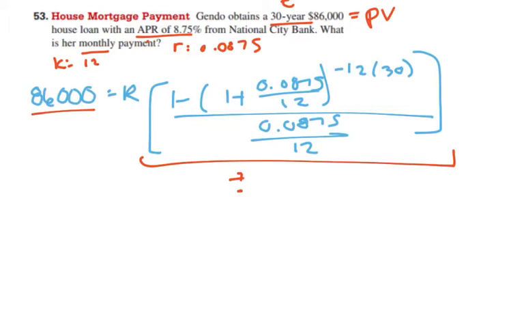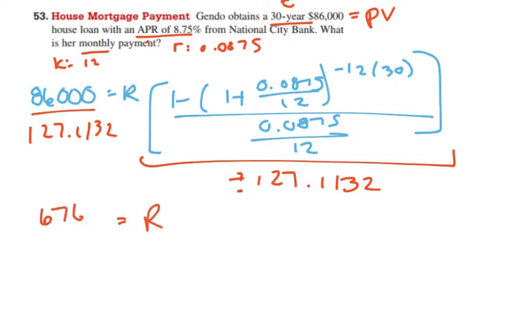So, innermost parentheses is 1 plus 0.0875 divided by 12. To that, we'll bring it to the power of negative 12 times 30. Then we'll take 1 minus that and divide it by our fraction of 0.0875 and 12. So we get 127.11. And so that value is going to divide into 86,000. And so we get a monthly mortgage of $676.56. That would be a nice mortgage.